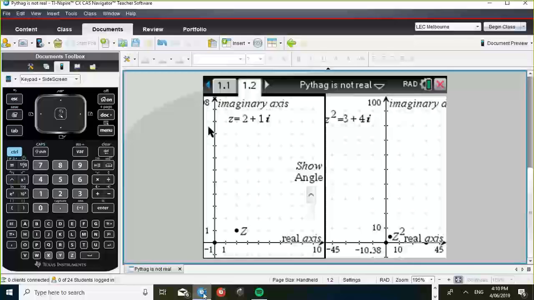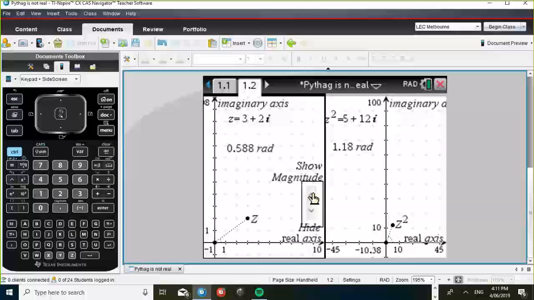So here's the TNS file, and as I said, you make contact with the point and then move it along 1 and then up 1, for example, to Z equals 3 plus 2i. You'll notice that when Z moves, Z squared moves, and then with this very clever clicker or slider, you click on it and it shows you that the angle that Z makes with the positive direction of the real axis is 0.588, and for Z squared it's 1.18.